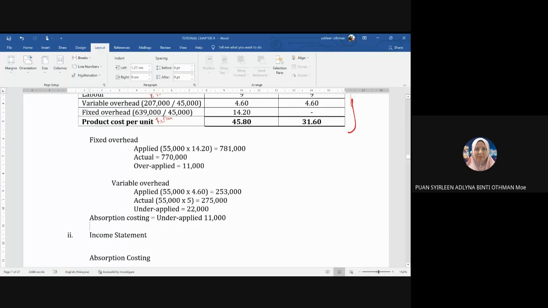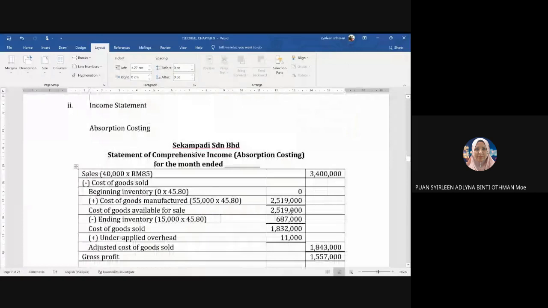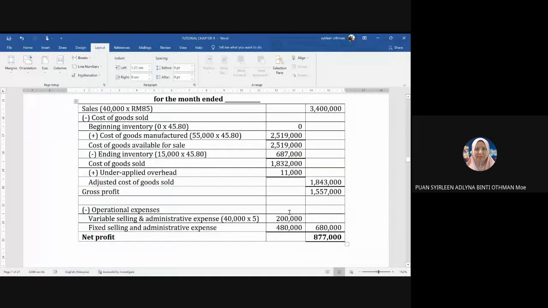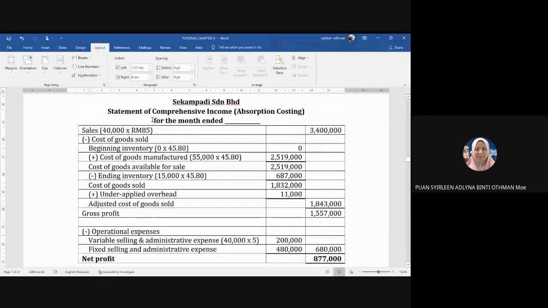Alright. So now, sebab soalan ni dia bagi tahu for the month ended tapi dia tak bagi tahu bulan dia apa. So saya tak boleh tulis apa-apa dekat sini lah. Okay, so kalau you tak buat for the month ended pun should be okay. Make sure you have the name of the company and the name of the statement sahaja. Alright? Okay, so sales is 3,400,000.